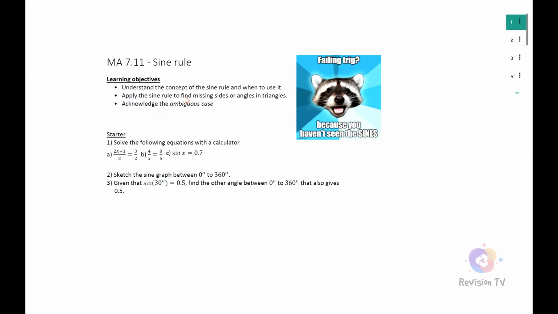We first understand the concept of sine rule and when to use it. We then apply sine rule to find some missing lengths and missing angles, and then we also need to acknowledge the ambiguous case, which is the trickier part of the sine rule.